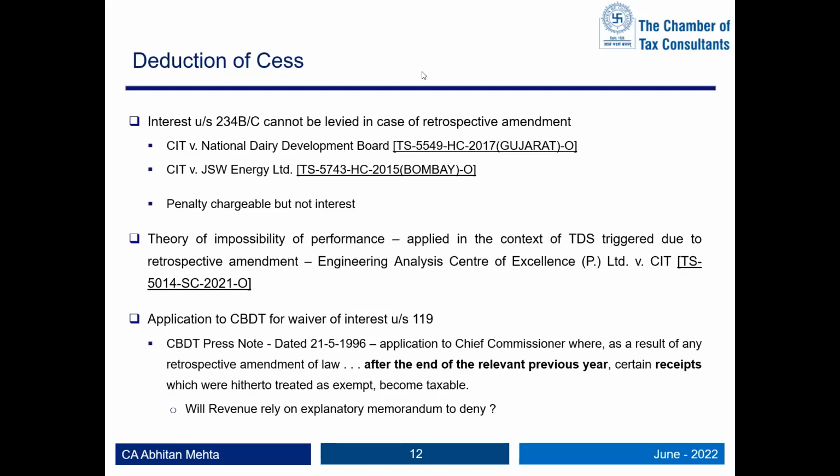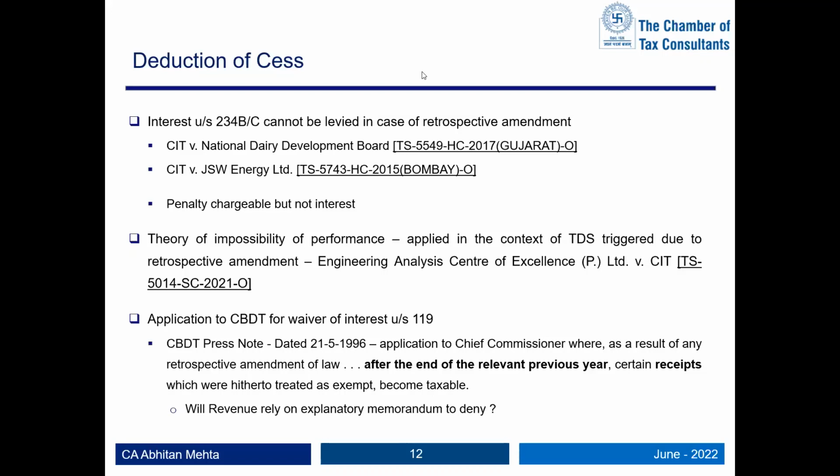You also have a Supreme Court ruling similarly in the context of TDS, where a retrospective amendment was done in section 9, which expanded the scope of royalty, and due to which the TDS obligation came in section 195. The Supreme Court said this is the theory of impossibility of performance. How could I, at the time of deduction, have envisaged that a retrospective amendment would come, so let me deduct it right now? Similar is the case for your payment of advance tax.